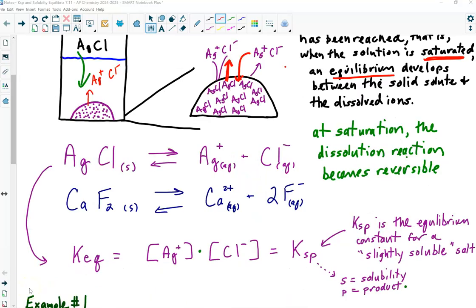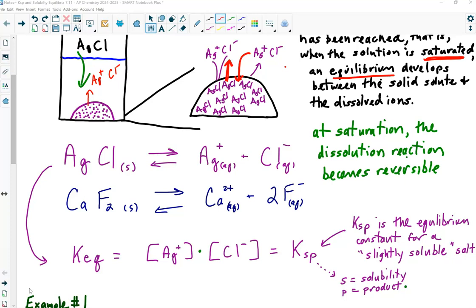So here it is. At saturation, this dissolution reaction becomes reversible, and you can write it like this. Silver chloride solid is in equilibrium with its aqueous ions, silver ion and chloride ion. That is the dissolution reaction for the picture that we have above.